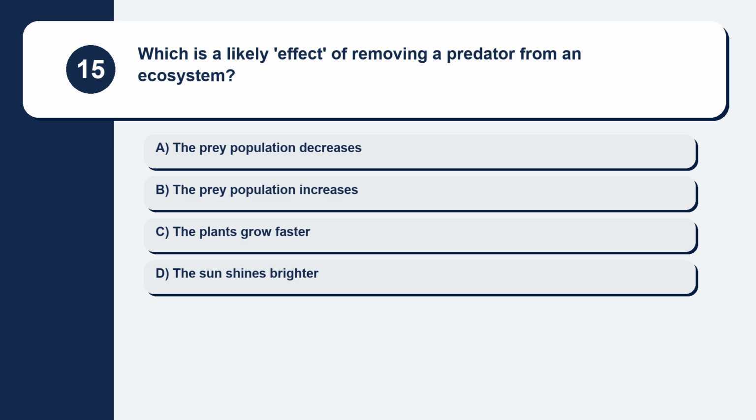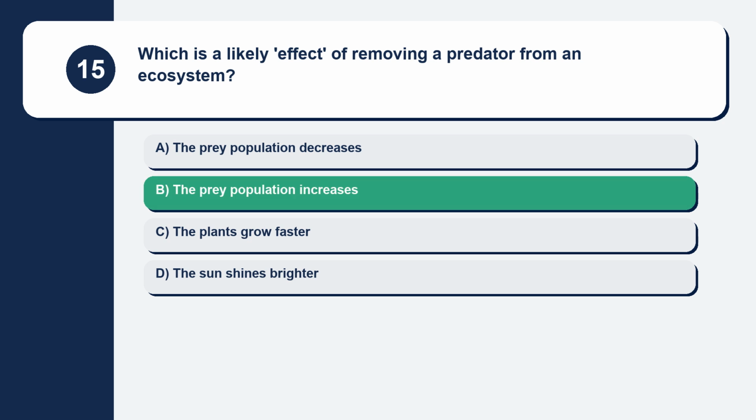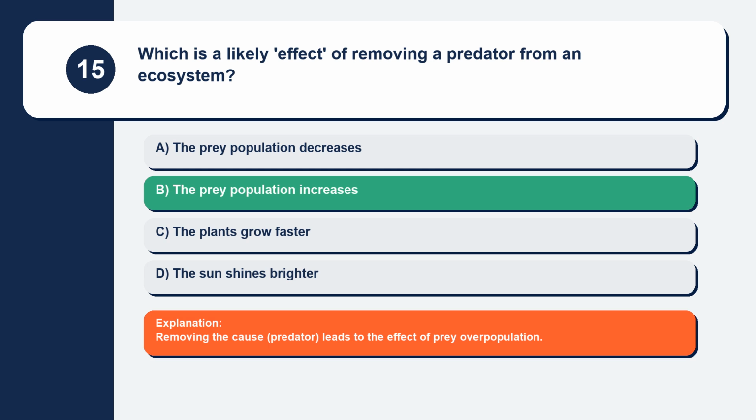Question 15. Which is a likely effect of removing a predator from an ecosystem? The prey population decreases. The prey population increases. The plants grow faster. The sun shines brighter. Removing the cause, the predator, leads to the effect of prey overpopulation.